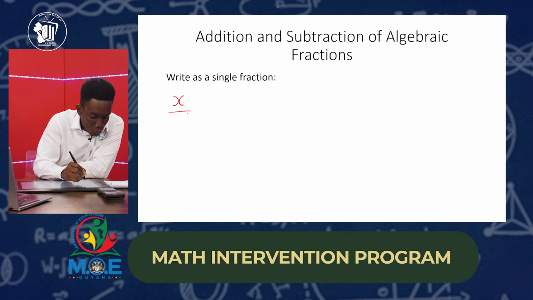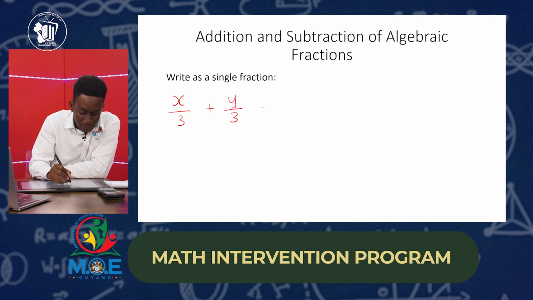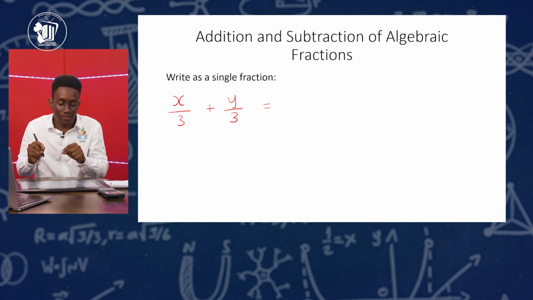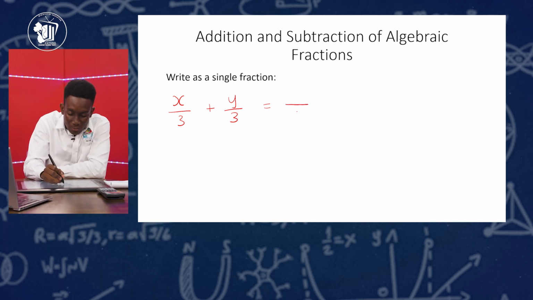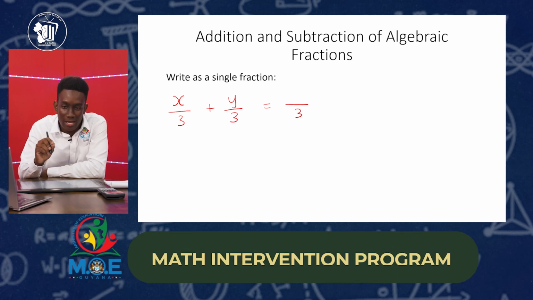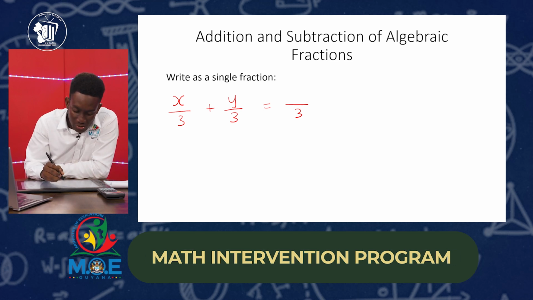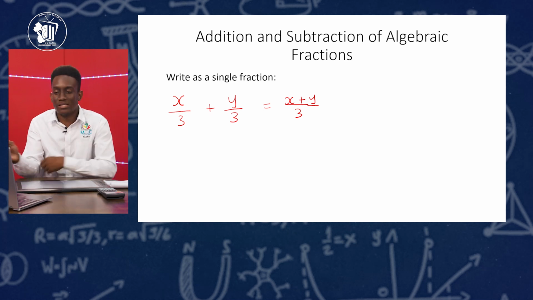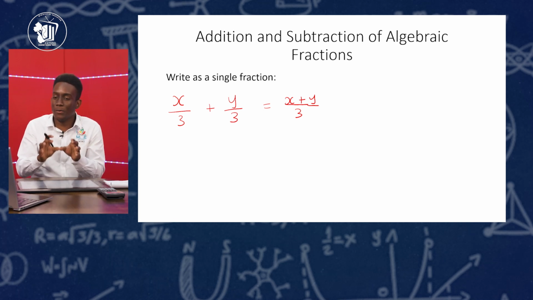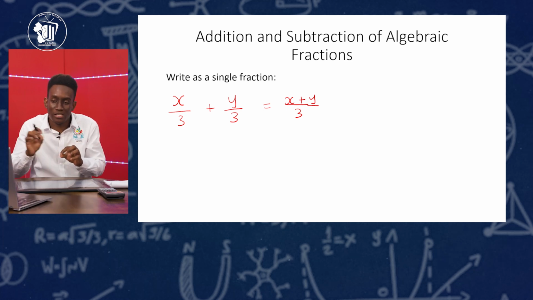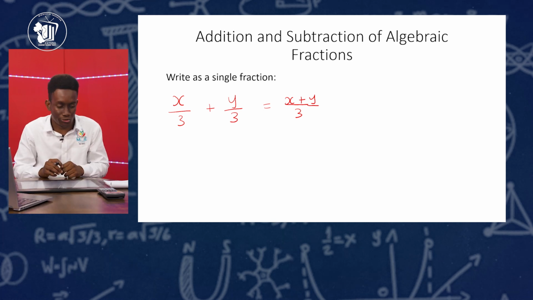We have x over 3 plus y over 3. In this example, we see the denominators are the same. So all we do is put back the denominator, which is 3, and add the numerators, which are x plus y. x plus y is simply x plus y; we cannot take it any further. So when we write x over 3 plus y over 3 as a single fraction, it will simply be x plus y all over 3.